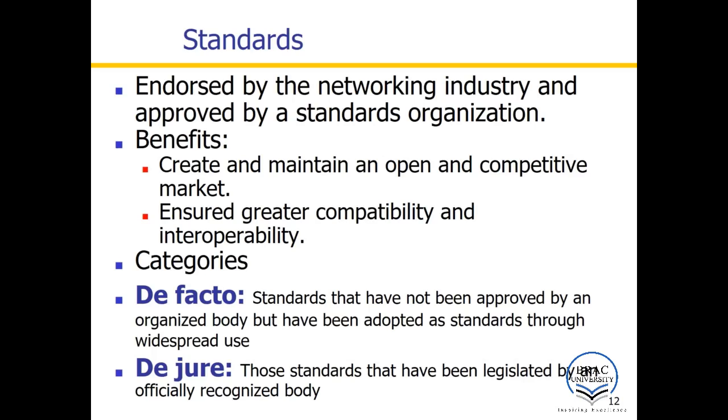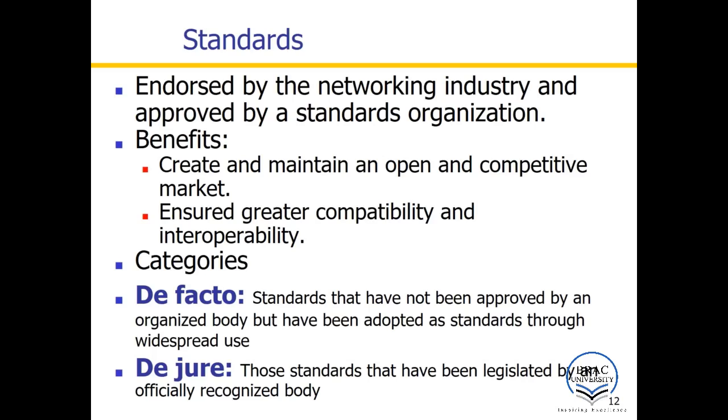The first one is the de facto standard. The de facto standard means the standards or rules that are not approved by an organization body or any particular standard organization. However, these standards or rules are so popular that they have become standards. According to this category, we will have a different type of model, which we are going to talk about later. And there is the de jure standard.